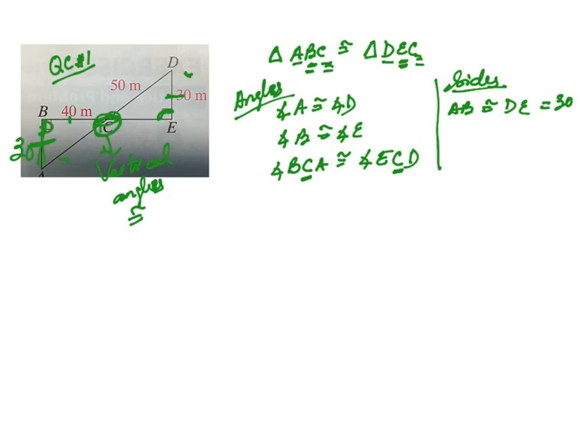And then you're going to say side BC is congruent to side EC. So if this is 40, this needs to be 40. And then you're going to say side AC is congruent to side DC. This side right here is congruent to that side, so that should be 50.